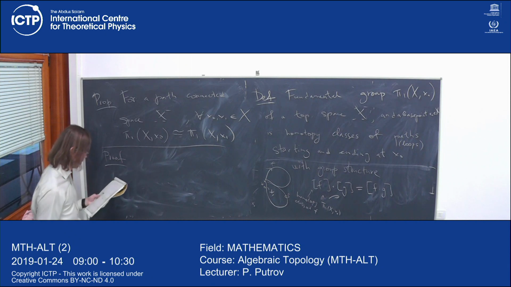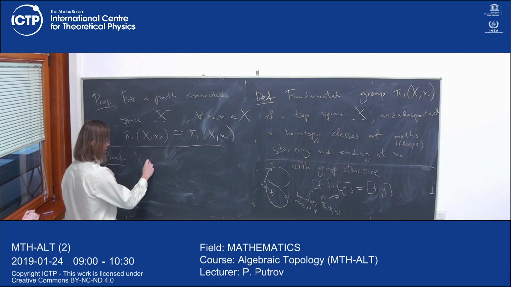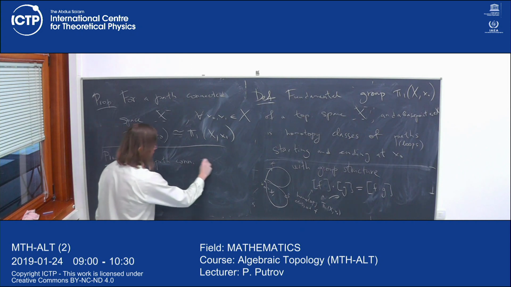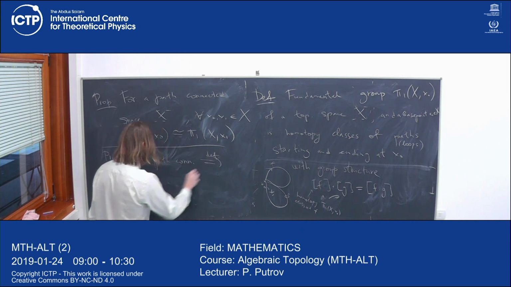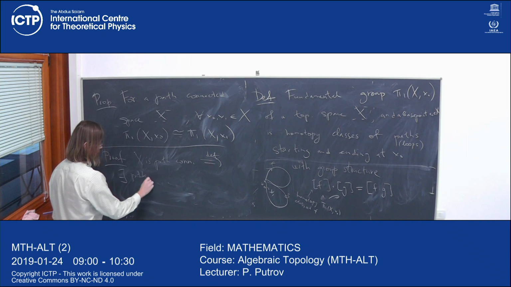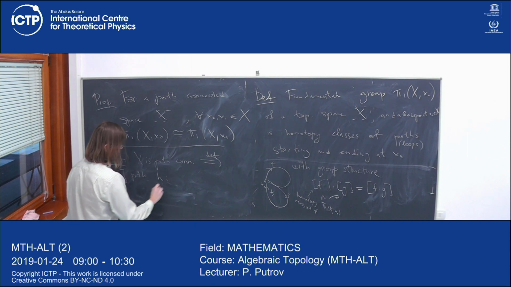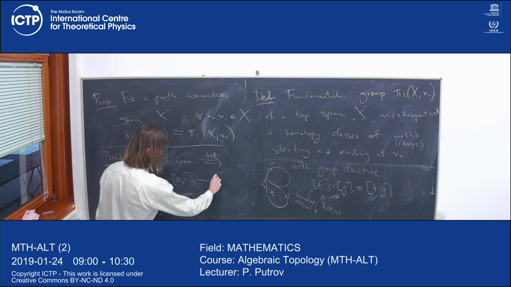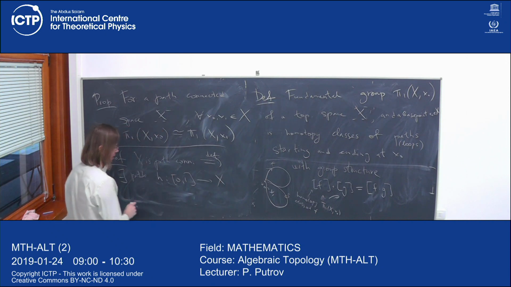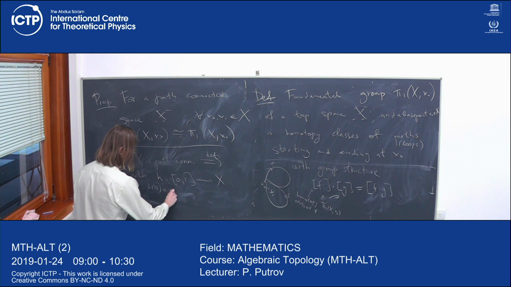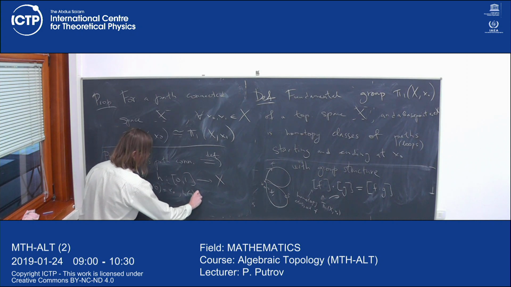So that is a proof. X is path connected. Then by definition, there exists a path h from 0 to 1 to X such that h(0) is x0 and h(1) is x1.